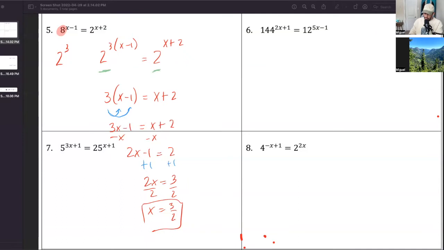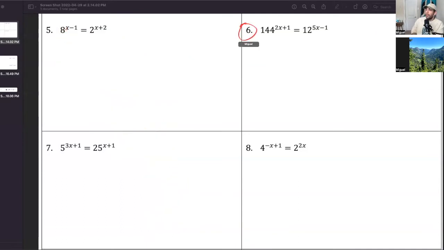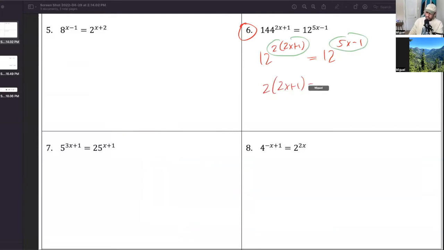Okay, let's do the problem here on the right, number 6. Again, we have 144 on one side and 12 on the other. Hopefully you can see that the 144 can turn into 12 squared, and include the 2x plus 1 as well. Now we have the same scenario, so we can take the exponents and set them equal to each other. Hopefully that's making sense. If not, please feel free to let me know what else I can do to make this a better experience for you.